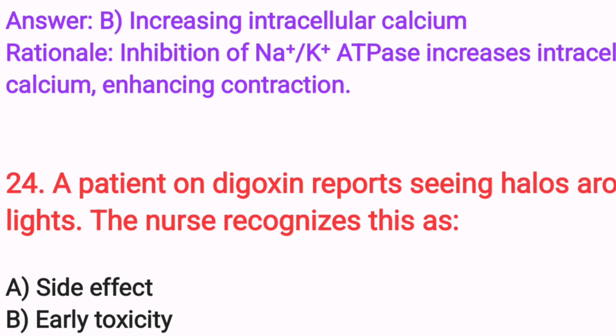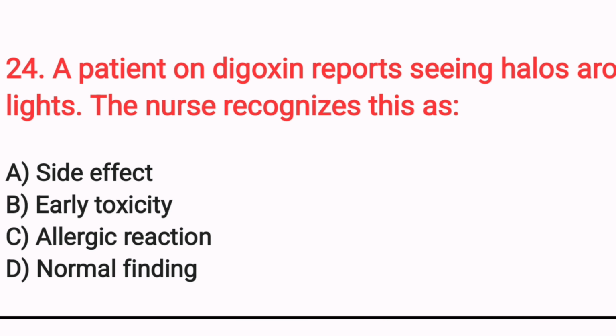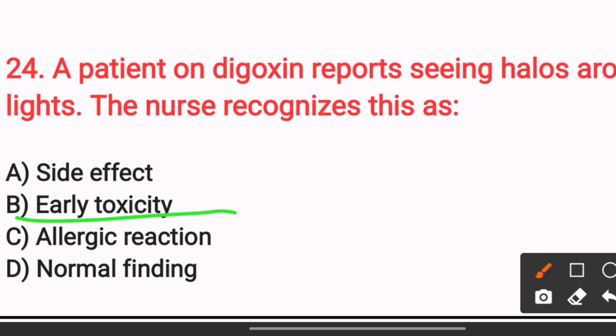Next, a patient on digoxin reports seeing halos around the lights. The nurse recognizes this is option A, a side effect. Option B, early toxicity. Option C, allergic reaction. Option D, normal finding. The answer is option B, early toxicity, because visual disturbances are the classical early sign of digoxin toxicity. So the answer will be option B.